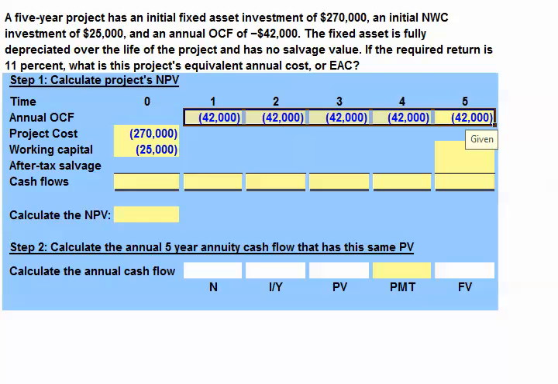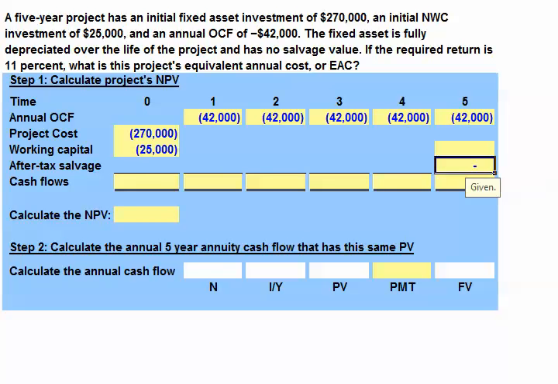The fixed asset is fully depreciated over the life of the project and has no salvage value, which means its after-tax salvage at the end of the project is simply zero. If the required rate of return is 11%, what is this project's equivalent annual cost, or EAC?